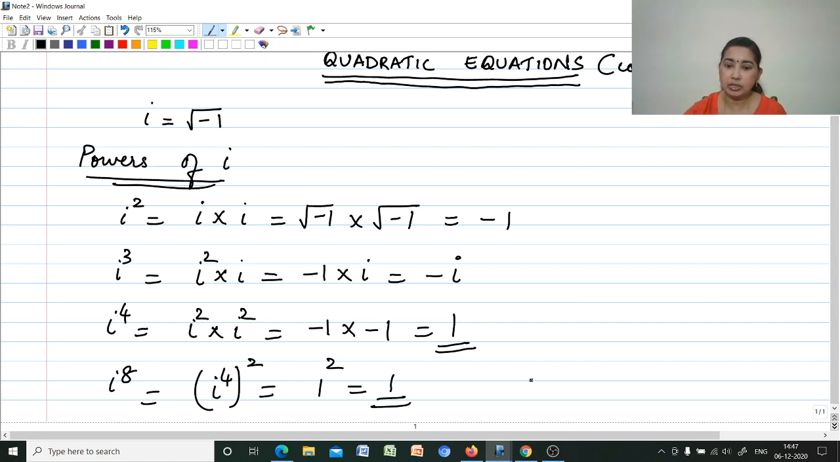So, in general what can we write? i raised to 4k will be equal to 1. That is, in terms of powers of 4, we can write it as 1. If I give values for k, for k equal to 1, it is i raised to 4, which is 1. i raised to 4 into 2, that is i raised to 8, that also is 1. Then i raised to 4 into 3, that is i raised to 12, that also will be 1. So, i raised to powers of 4 will always be 1.